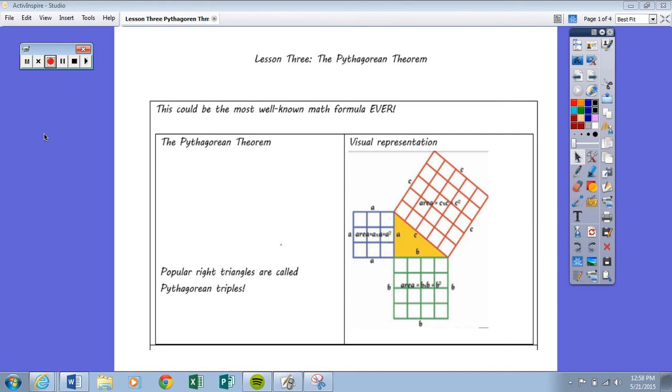We're going to go over it again, and you're going to do it pretty much for the rest of your life. I even put on here, this could be the most well-known math formula ever. I think that's true. If you talk to your parents, most people remember the Pythagorean theorem, and it's very famous. In fact, it's so famous, you may have seen it in movies growing up. I've got one to show you here if you'll wait just a second.